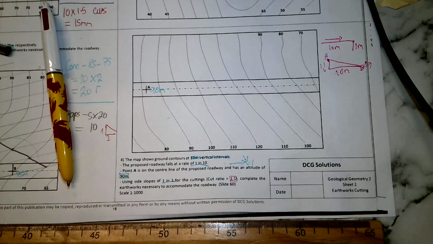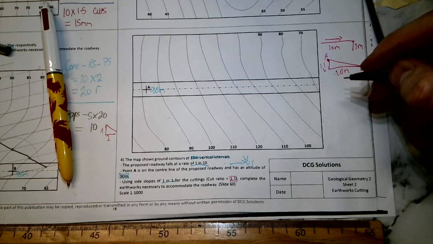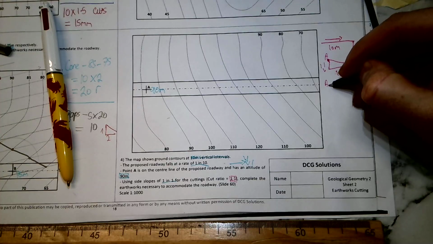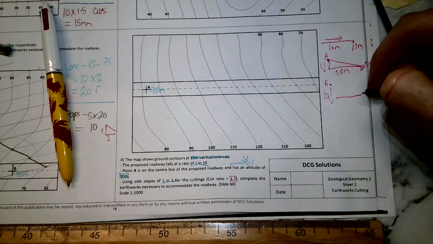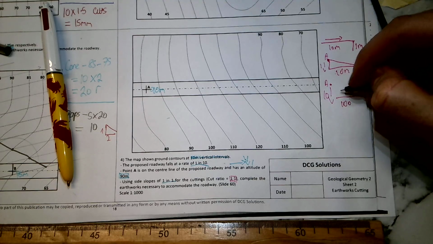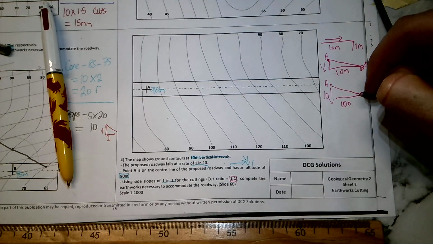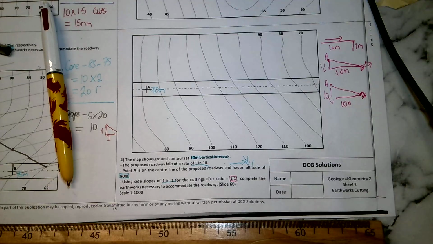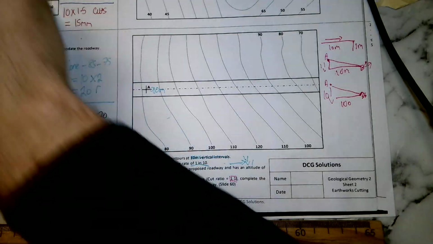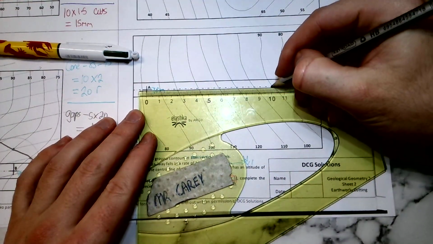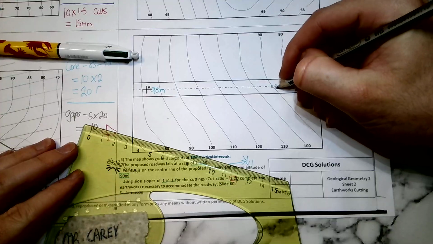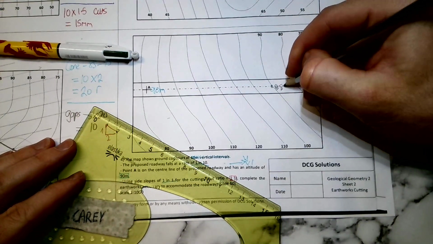If I was to multiply by 10 here, it'd be 100, which actually probably should fit on the page. So if I multiply by 10, basically what I'd be doing is saying, I've started at A, I've come down 10 because the ratio is 1 in 10, and I've come out 100. So now point B will be at a height of 80. A is at 90. We walk out our 100 meters, which gives us point B, and point B will be at a height of 80.